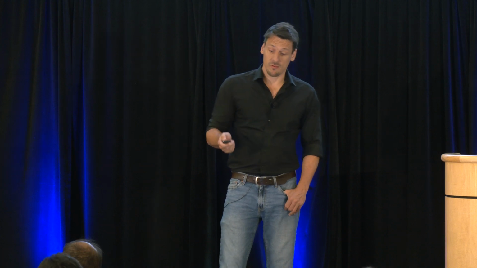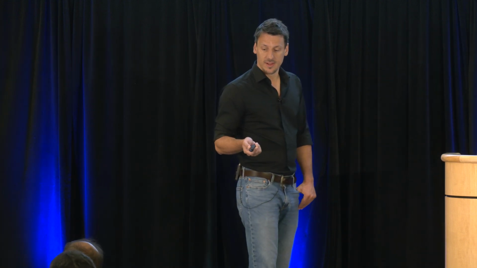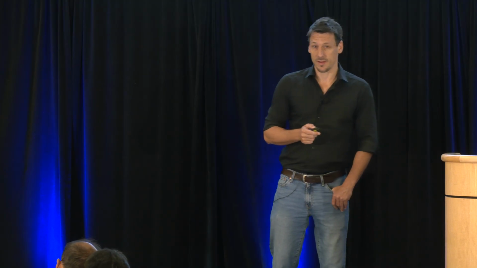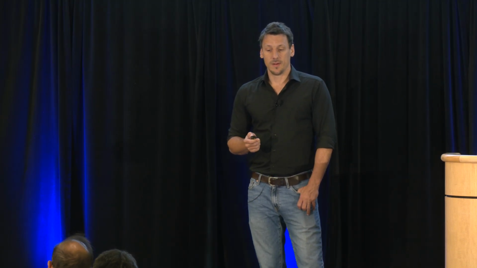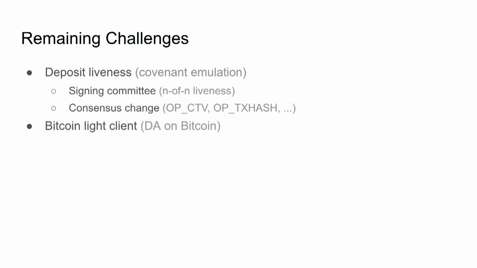It would be great if we had some sort of consensus change. People are talking about covenants, OP_CTV, template hash is another one that might actually get through. And another big topic I have not touched here because of time: if we are using something that has DA on Bitcoin, data availability on Bitcoin, for example, a rollup that publishes its data on Bitcoin, we need a Bitcoin light client to introspect the chain, to read data from the chain.